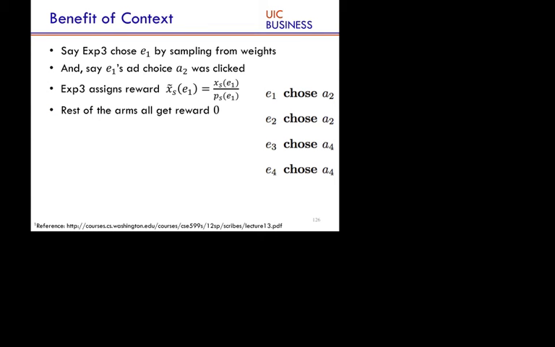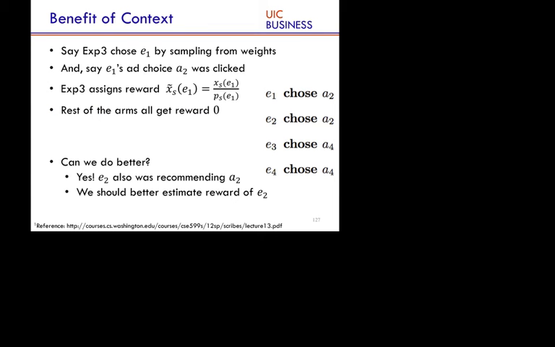So can we do better? And that's where the context is helpful, in that yes, we can do better, because E2 was another policy which is also recommending ad or item or news story 2, right? So we should better estimate the reward of policy 2 as well, right? Because previously we were setting policy 2's reward to be 0, whereas now we want to set it to something different. So that's the use of context.